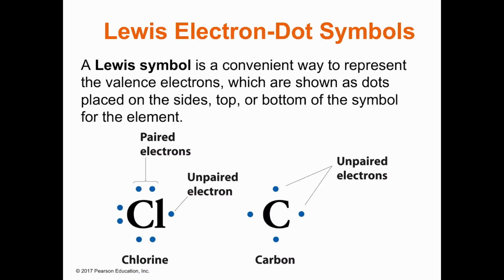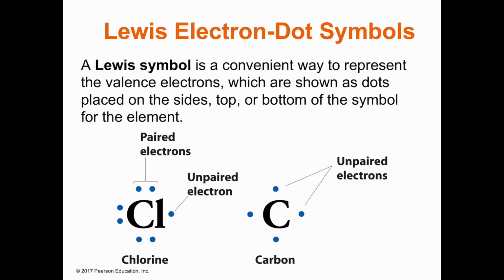So first we have to talk about Lewis electron dot symbols. So this is a Lewis symbol. It's the easiest way to represent the valence electrons, which we show as dots when they're placed on the sides or the top or the bottom of the symbol for that element. So like chlorine, if we look on the periodic table, chlorine is a halogen. It has 7 valence electrons.